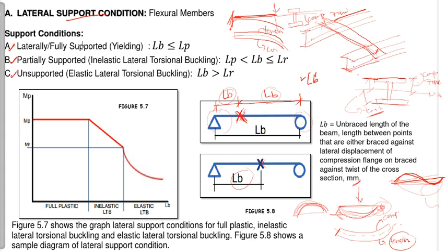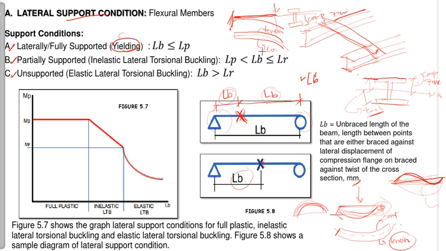So, eto, ibig sabihin is walang lateral torsional buckling na nangyayari sa ating beam. So, yung ating limit is yielding. Sa pangalawa naman, yung partially medyo lang siya, kaya meron tayong inelastic lateral torsional buckling. And for the unsupported, pagka unsupported, definitely na meron tayong lateral torsional buckling na mangyayari sa ating beam section.